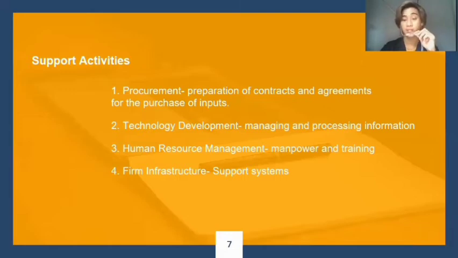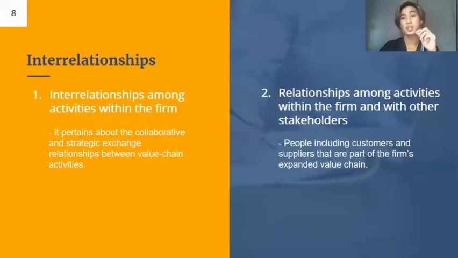Next is firm infrastructure. The firm infrastructure support activity, general administration, supports the other activities. Firm infrastructure is the support system of both primary and support activities. And now let's move on to the interrelationships.